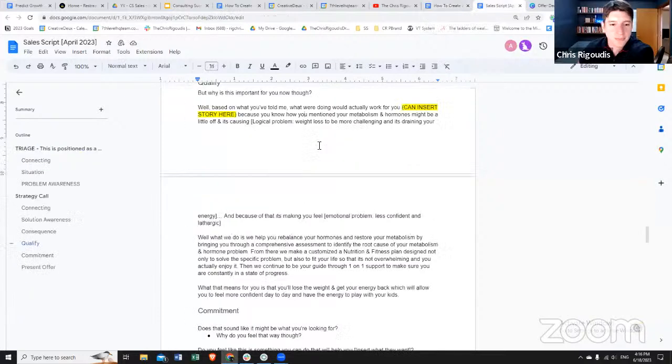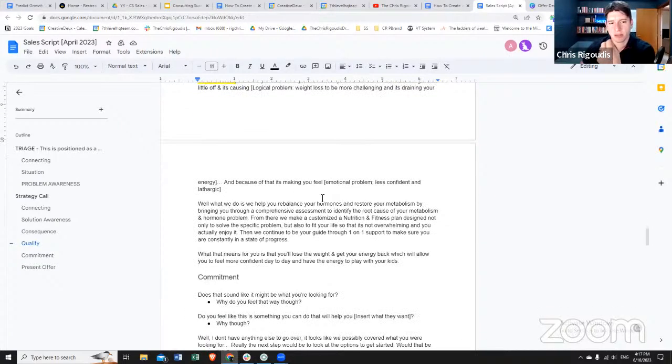So let's look at the transition stage as well. Based on what you told me, what we're doing can actually work for you, because you know how you mentioned that, etc., etc. And because of that, it's making you feel, I believe you mentioned, a little bit less confident, lethargic.